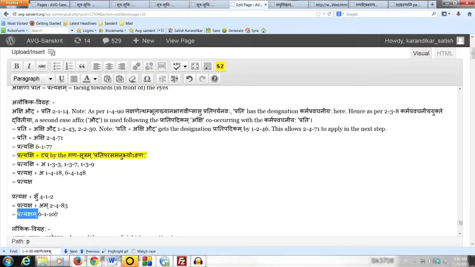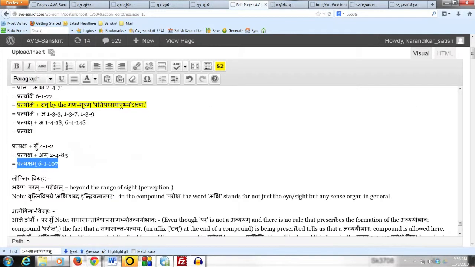Let us take a second example here. Akshnaha Param Paroksham, beyond the range of sight or perception.